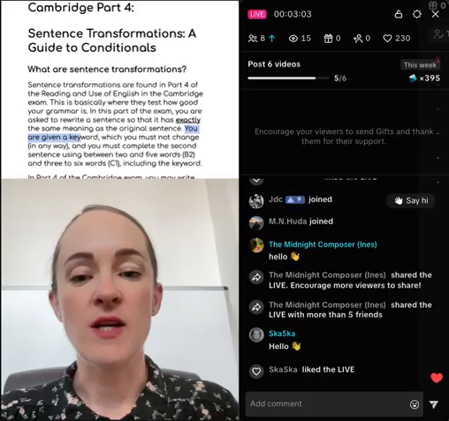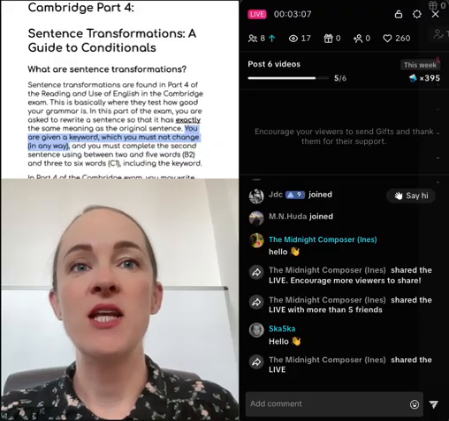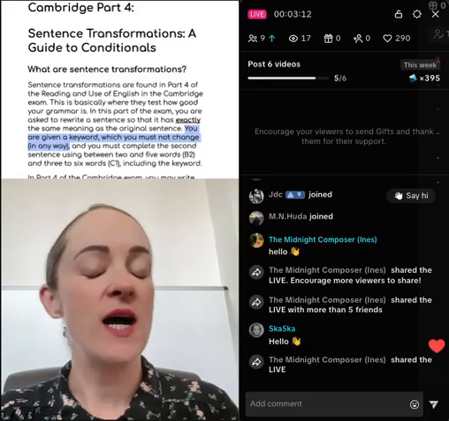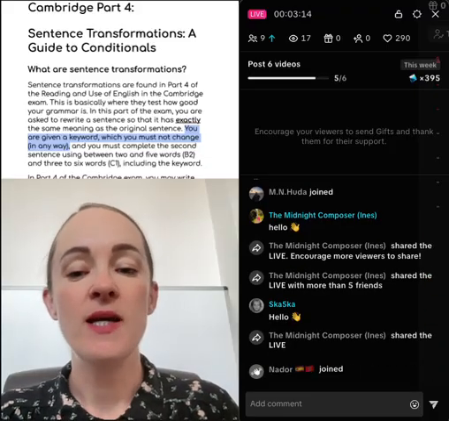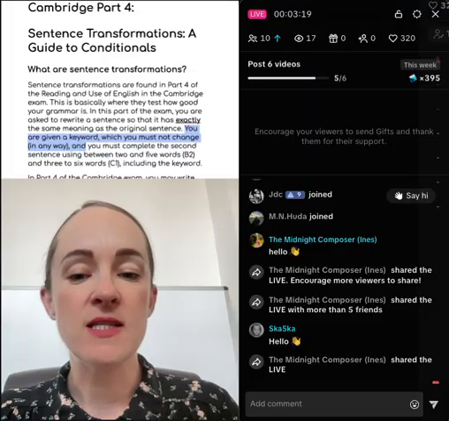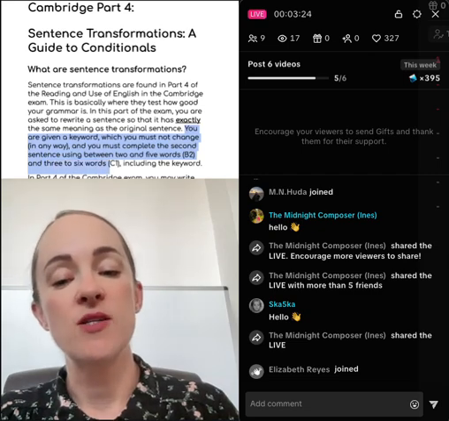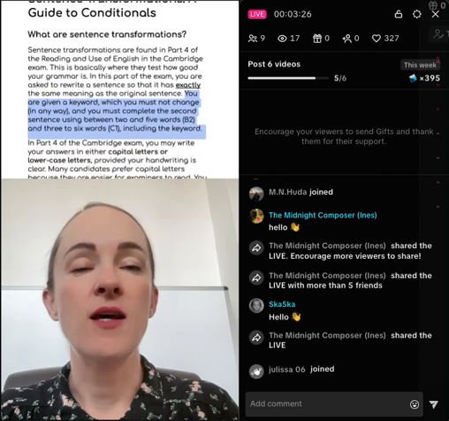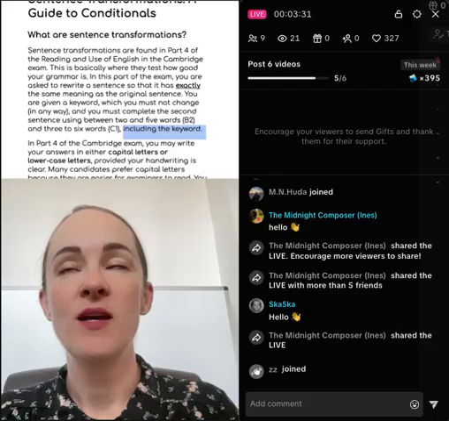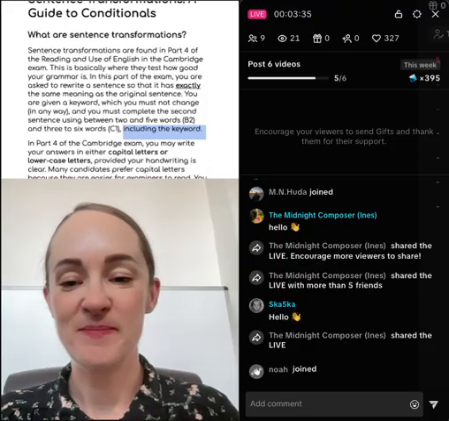So you are given a key word and you must not change this word in any way. You can't add an S, you can't add ED, you can't add anything, exactly the same. It's not like part 3, okay? You must complete the second sentence between 2 and 5 words if it's B2, and between 3 and 6 words if it's C1, including the keyword. You would be surprised how many people in the exam forget the keyword. Okay, you must use the keyword.